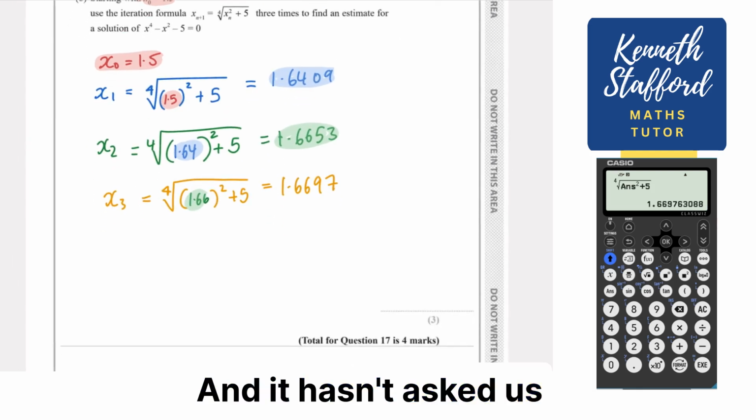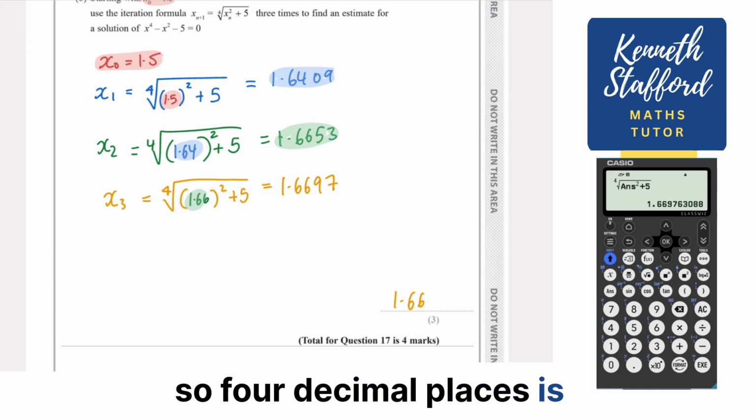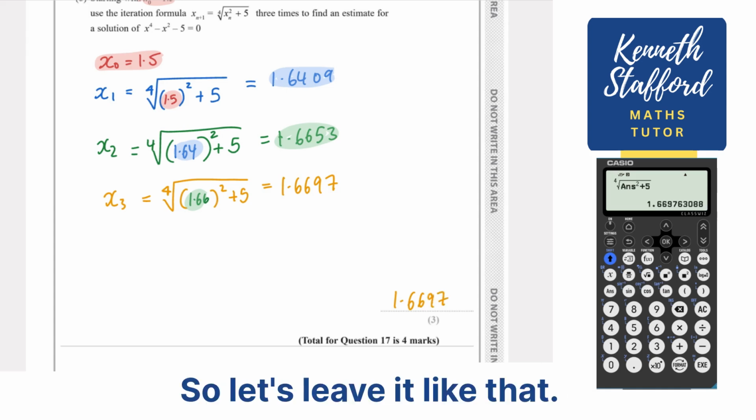Okay, and it hasn't asked us how to round it, so 4 decimal places is always good enough. So let's leave it like that.